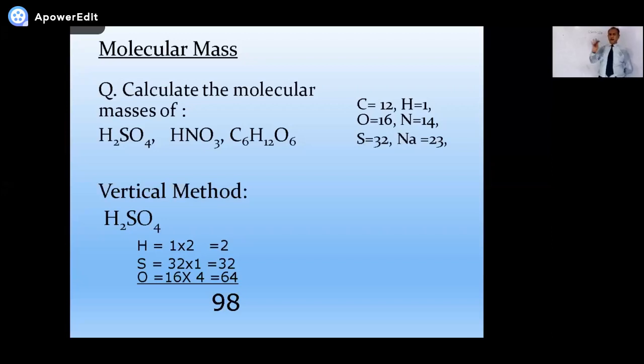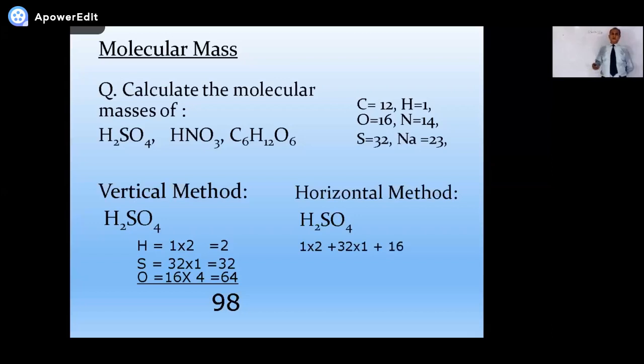It's just a way. I'll solve it here on the board also. Another way, which I call the horizontal method, gives the same answer. We write first the formula H2SO4 and just below it, how many hydrogens? 2 hydrogens. Sulfur 32 into 1. Oxygen 16 into 4. 2 ones are 2, 32 ones are 32, 64 is 64, 98 is the answer. All right? I'll follow the same on the board. See this one?